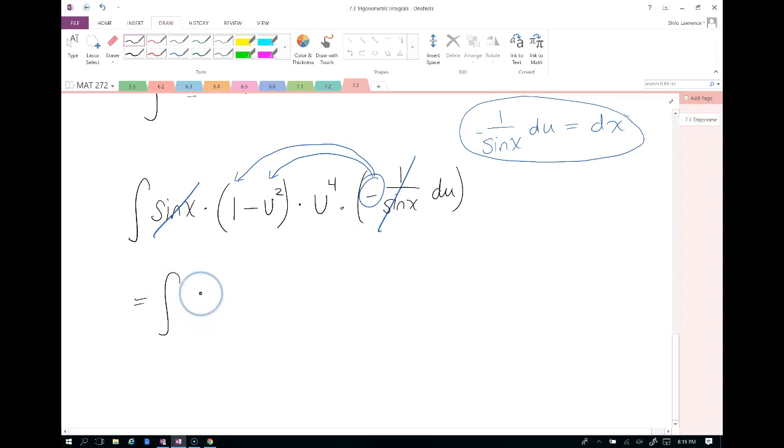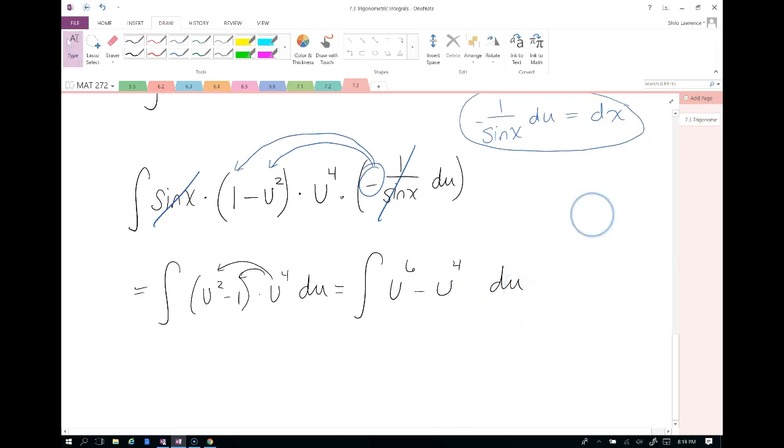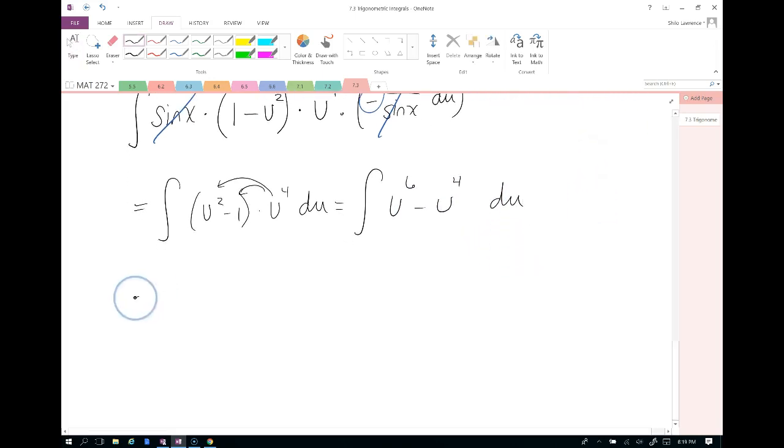So now we've got the integral of u squared minus 1 times u to the 4th du. And we're going to go ahead and distribute our u to the 4th as well. Then we can just integrate this using power rules. That's going to give me u to the 6th minus u to the 4th du. Now it's a very simple power rule integration. So we get 1/7 u to the 7th minus 1/5 u to the 5th plus c.